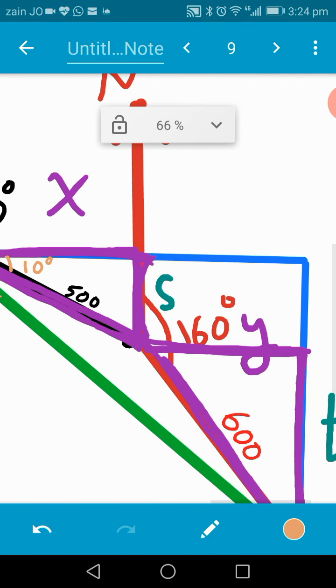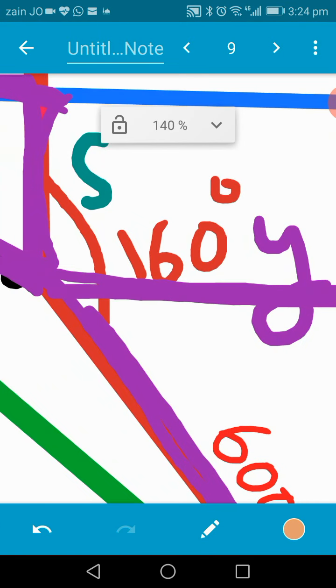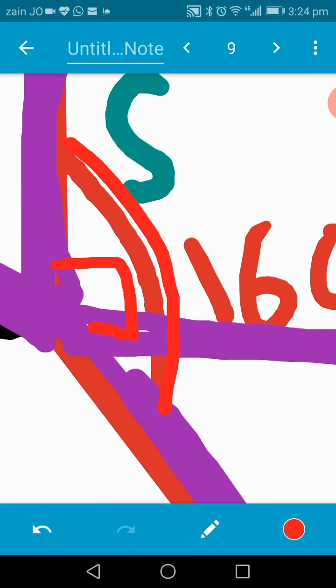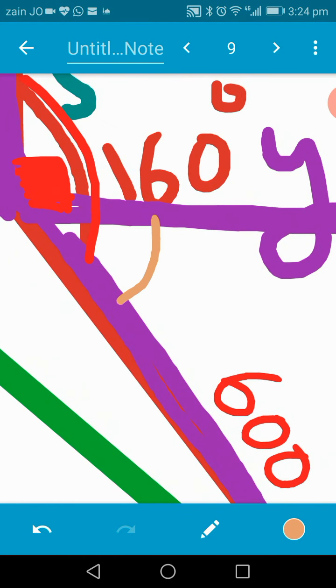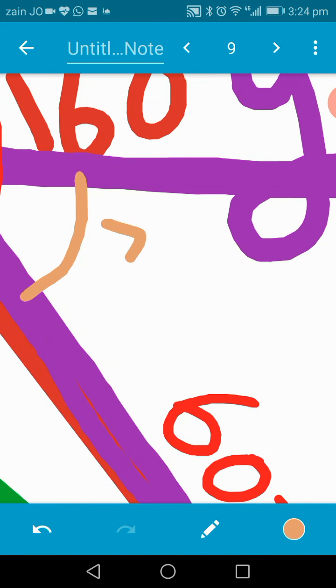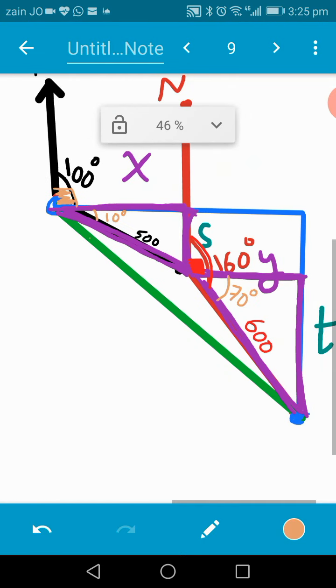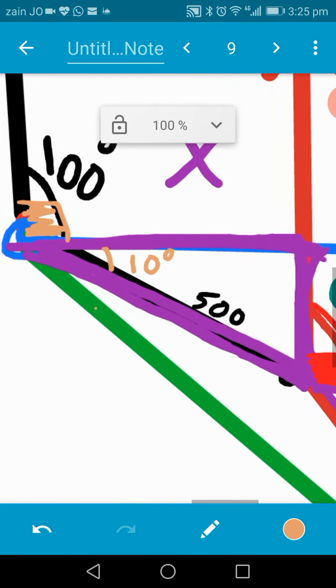Okay, let's go to the other angle here. Now you have 160. The 160 is this whole angle. And you know now this angle is 90 degrees. So 160 minus 90, you get this angle is 70 degrees. Okay. Now start with this triangle.